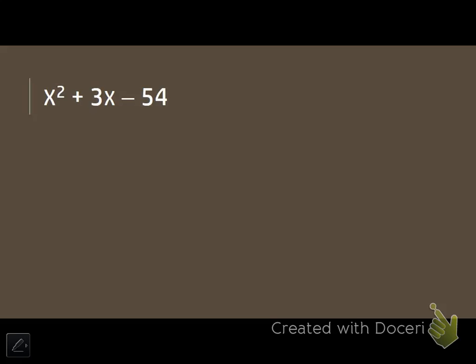Okay, so we need two things that multiply to get me negative 54 and add to get me 3. Well, I automatically think of 6 times 9, so negative 6 times positive 9, or positive 6 times negative 9. So which one of those adds together to get me a positive 3? Well, negative 6 plus 9 gives me a positive 3.